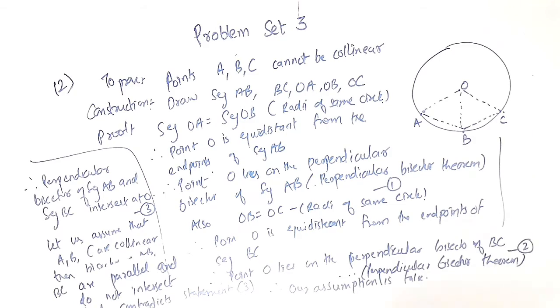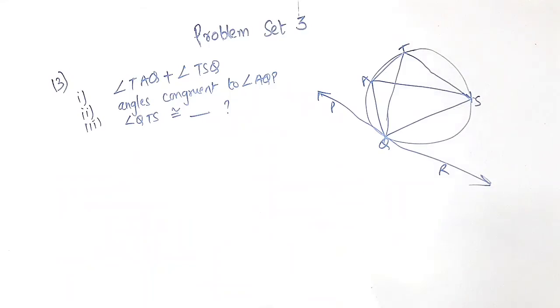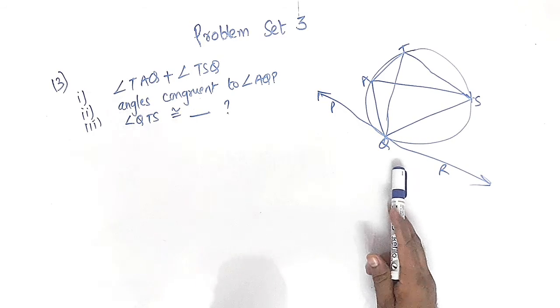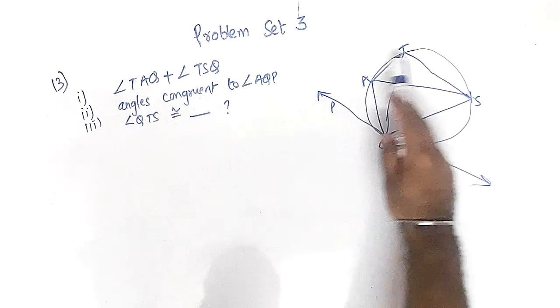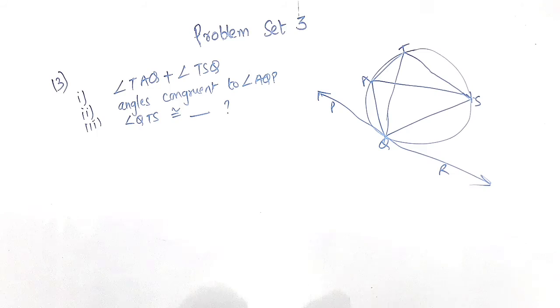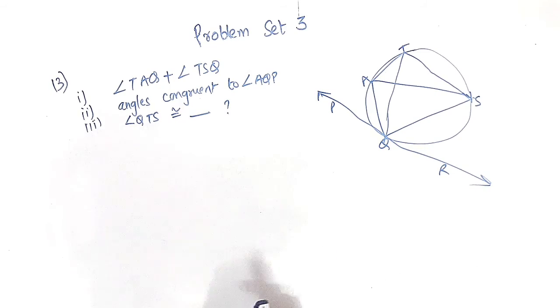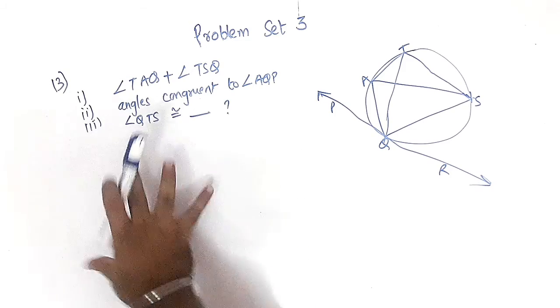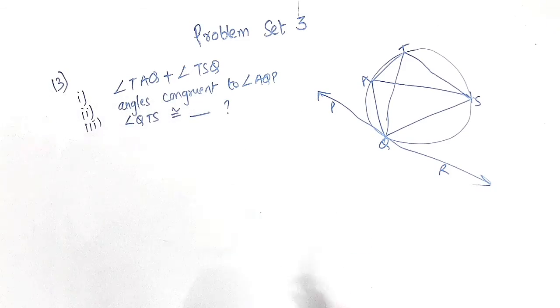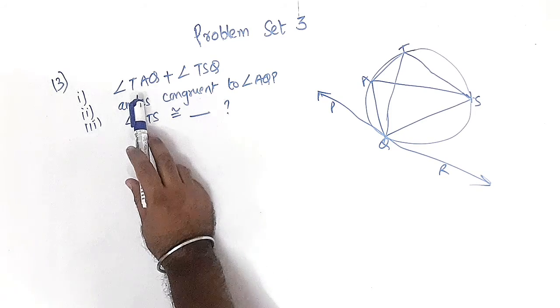Therefore you can write this again, points A, B, C cannot be collinear. Then coming to sum number 13th, you can see the figure given. This quadrilateral is a cyclic quadrilateral, and there are 5 sub questions given in 13th one, but we are going to do first 3, the 4th and 5th one I'll do after this. So let us begin with the first one.